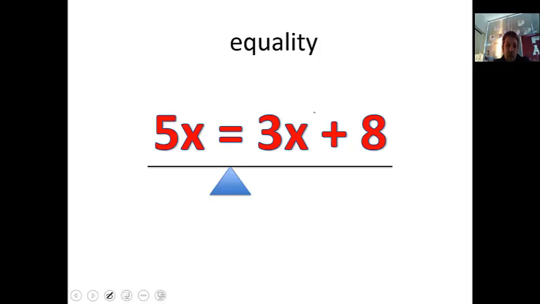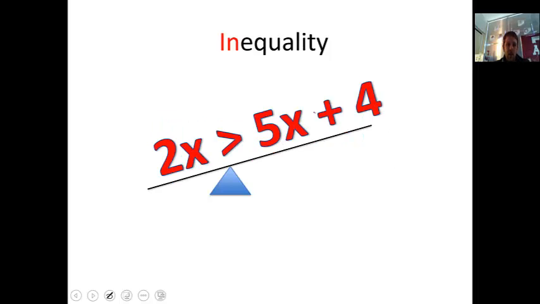An example of an equality would be 5x equals 3x plus 8, where 5x is the same weight as 3x plus 8. An inequality would be this, where 2x is heavier than 5x plus 4. And we would say that 2x is greater than 5x plus 4, or we can say that 5x plus 4 is lighter, or is less than 2x.